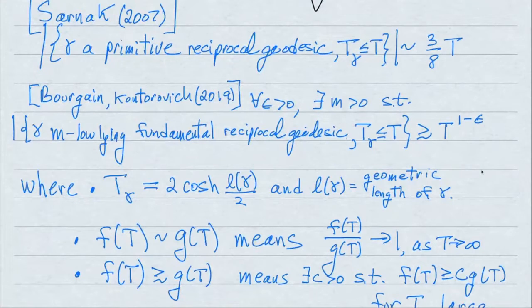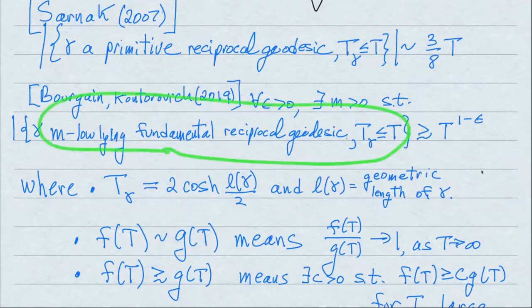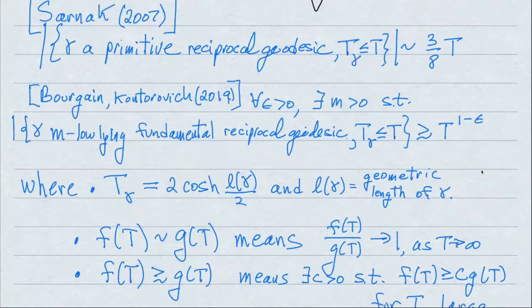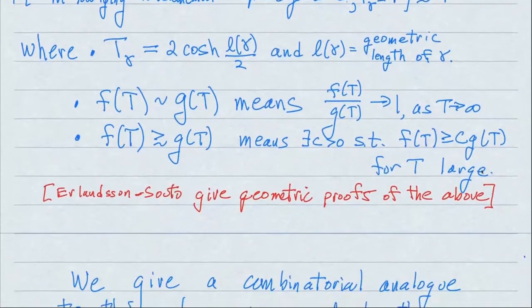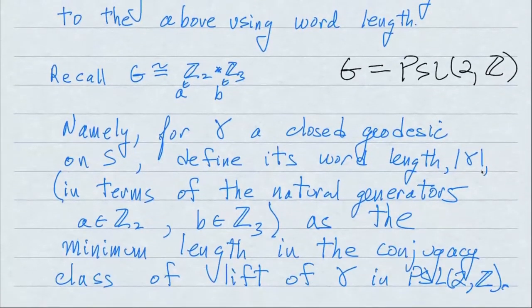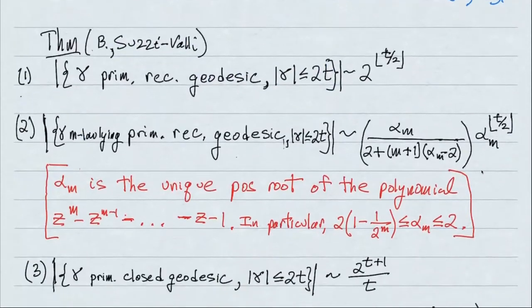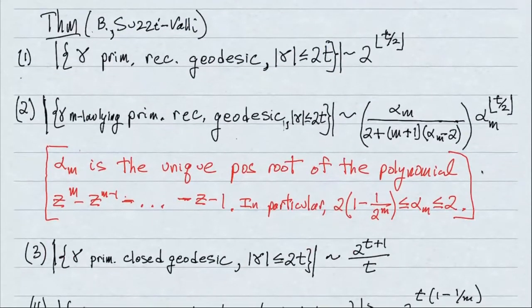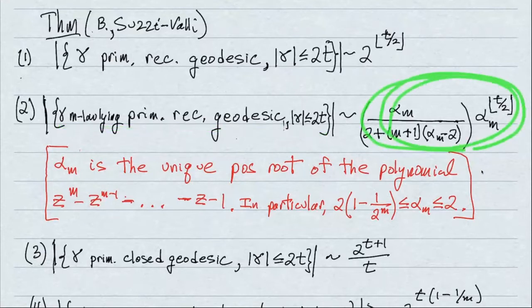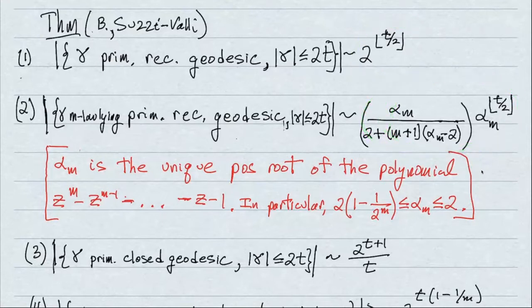In the geometric setting up here, remember what happened is that when we looked at the m low-lying reciprocal geodesics, as m goes to infinity, this epsilon goes to 0, and this converges to linear. And these sets converge to exactly the primitive reciprocal geodesics. So we're essentially giving a combinatorial analog, even though I've buried the notion of fundamental. Fundamental is an algebraic notion, which I can just mention, but it wasn't relevant for the word length problem. So here you see that as m goes to infinity, these asymptotic growth functions converge to this asymptotic growth function.